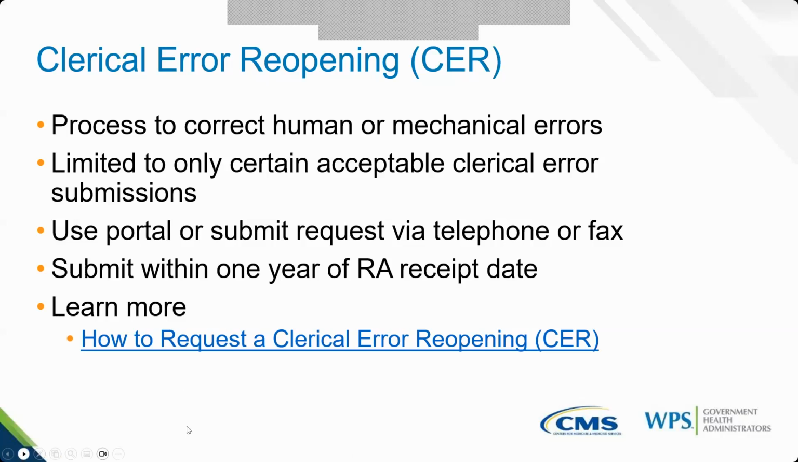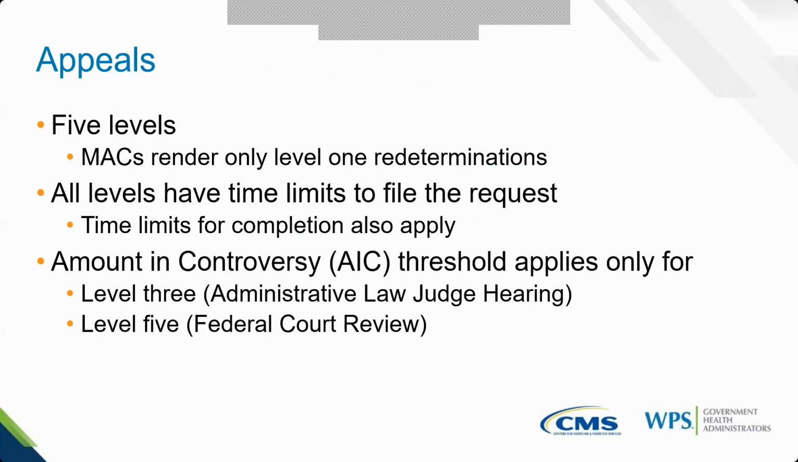Now, for denied claims, your option would be an appeal. There are 5 levels of appeal. There are time limits for submitting and for completing an appeal. And there's also some monetary thresholds for filing for a couple of the appeal levels. Those monetary thresholds are referred to as the amount in controversy, or the AIC, and these monetary thresholds apply only to levels 3 and 5. Now, based on law, these monetary amounts can change from year to year, so you need to pay attention to that. You can check out a resource on our website.